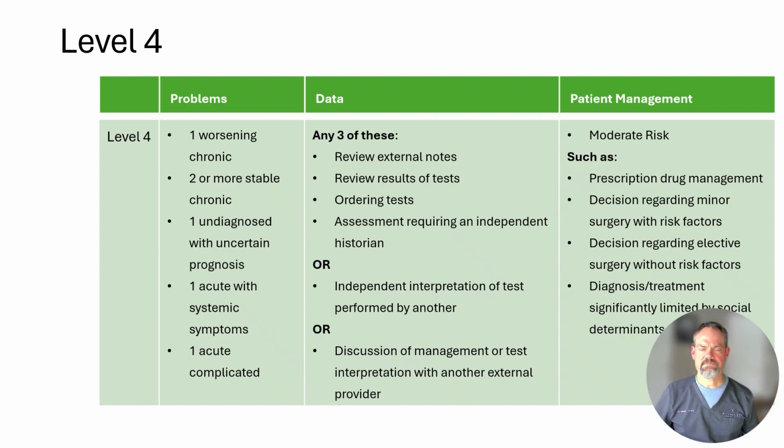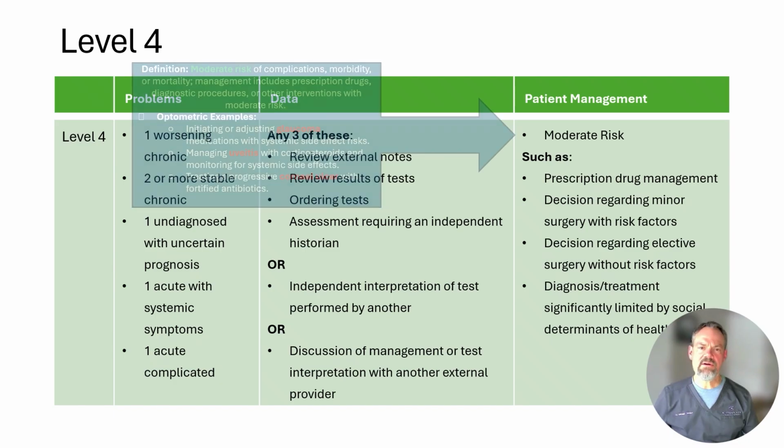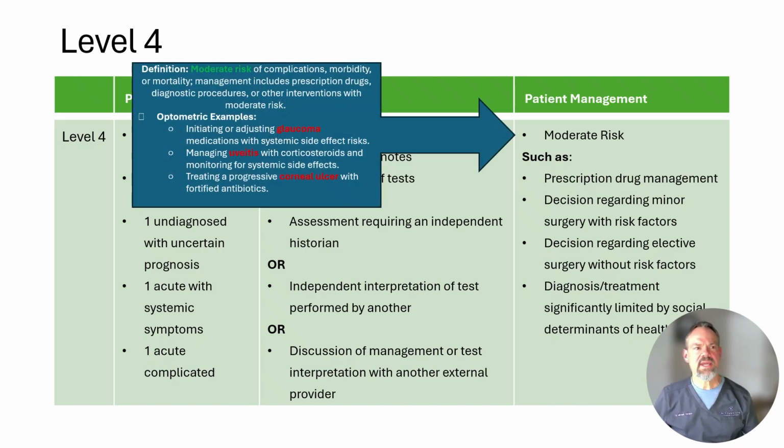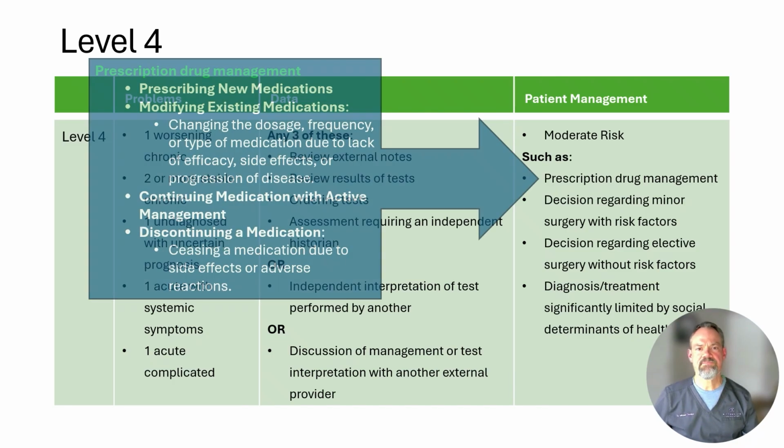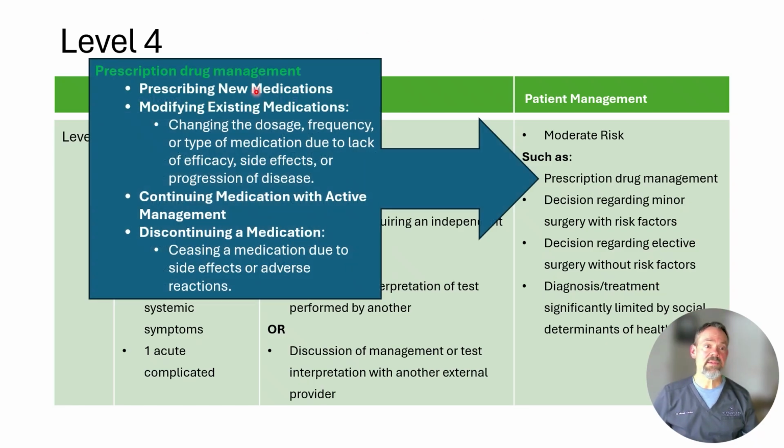Moderate risk. So level 4 involves moderate risk of morbidity, complications, mortality, and the interventions are all moderate risk as well. So a couple examples might be initiating or adjusting glaucoma medications with systemic side effects, managing uveitis with corticosteroids, and treating a progressive corneal ulcer with fortified antibiotics. Prescription management means prescribing new medications, modifying existing medications, continuing medications with active management, or discontinuing a medication. That would all fall under the prescription drug management.